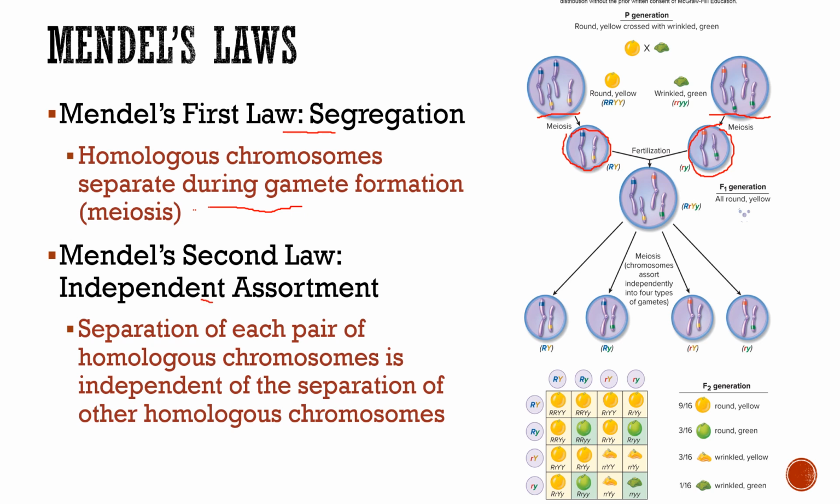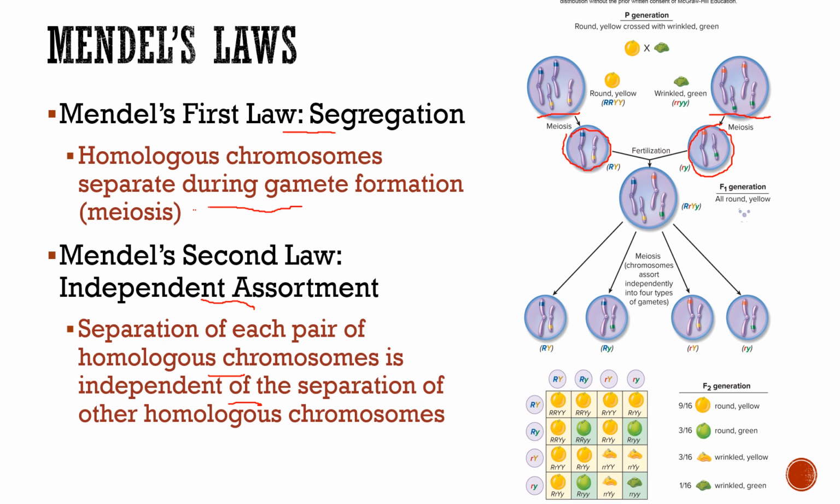And then the second law we talked about with meiosis as well, which is independent assortment. This is one of the things that leads to genetic variability. The way that the chromosomes line up during metaphase is random. So the separation of one homologous pair is completely independent of the segregation of other homologous pairs.